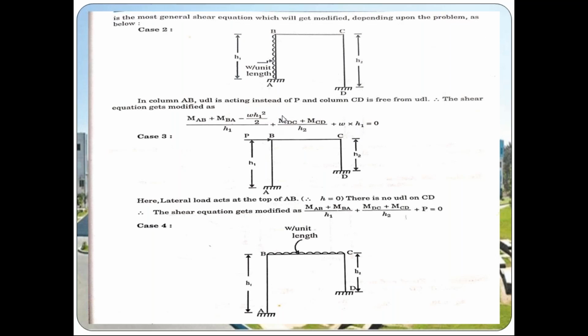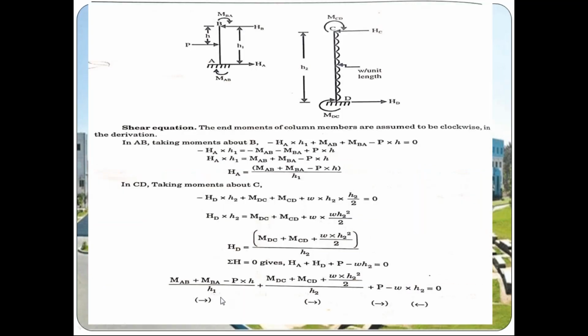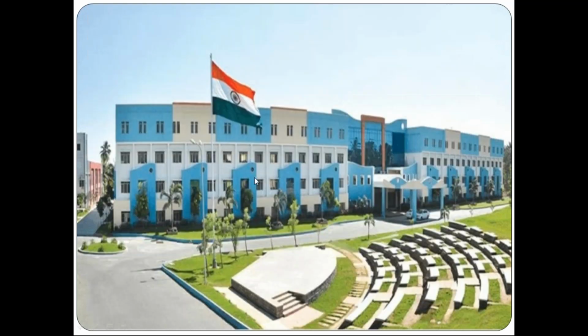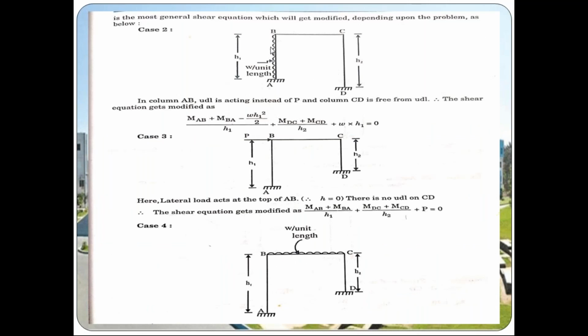Okay, similarly, what we saw in case 1. In case 1, the final general form of the equation is MAB plus MBA. These are the end moments, MAB plus MBA minus PH, because we have a load P on span AB. So because of this load, minus PH, the whole thing divided by H1. The same as case 1 applies here also. In case 2 also, MAB plus MBA minus, here we are having a UDL, so minus WH1 square by 2, the whole thing divided by H1.